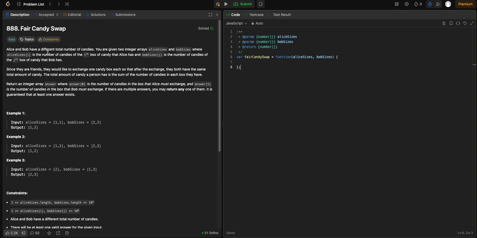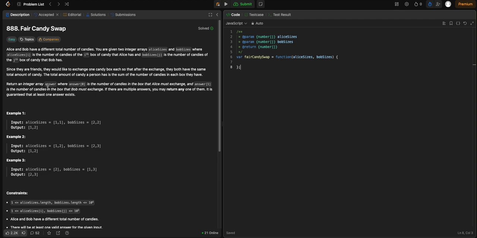Alright, so it says Alice and Bob have a different total number of candies. You're given two integer arrays, Alice sizes and Bob sizes, where Alice sizes at i is the number of candies in the ith box of candy that Alice has, and Bob sizes at j is the number of candies in the jth box of candy that Bob has. Since they are friends, they would like to exchange one candy box each so that after the exchange, they both have the same total amount of candy. Total amount of candy a person has is the sum of the numbers of candies in each box they have.